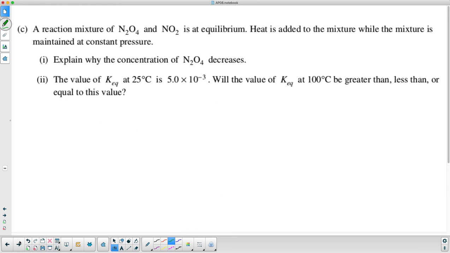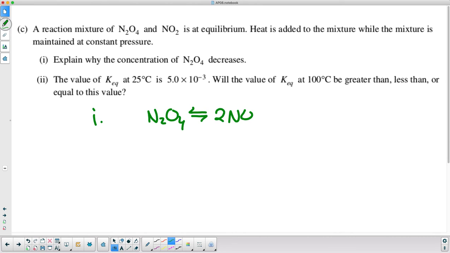Okay, I know I'm over my time, 6 minutes, but let's see if we can push through some of this. Reaction and mixture of NO2 and N2O4 and NO2 is at equilibrium. Heat is added to a mixture. Now here's what we know for I. It says explain why the concentration of NO2 decreases. Explain why the concentration of N2O4 decreases.